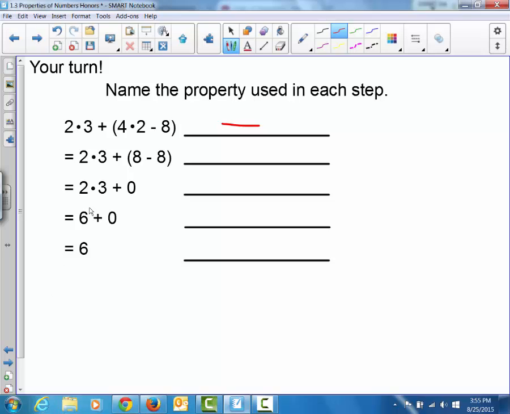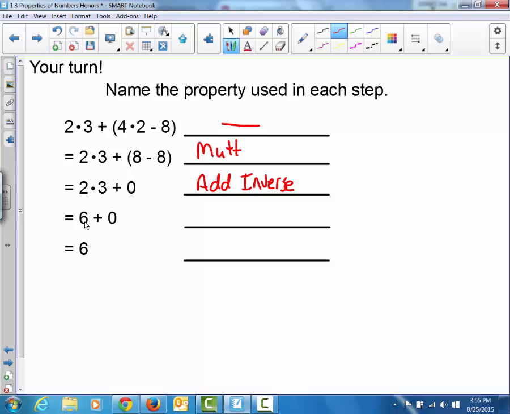Alright, so on the first one, we've got 2 times 3 is the same. The difference is that we did 4 times 2 and made it 8. So what property would that be? Right, that's the multiplication property. Alright, then the next one, we went 8 minus 8 and we got 0. That would be the additive inverse property, where we add opposite numbers and we get 0.